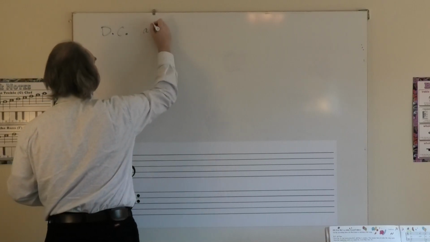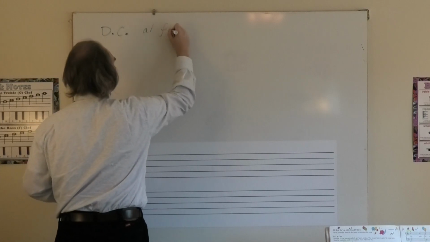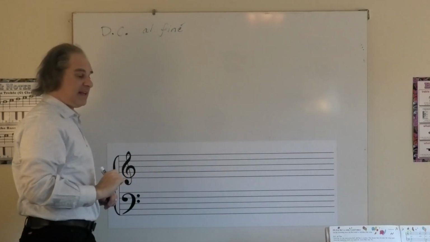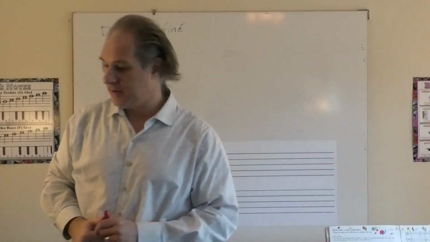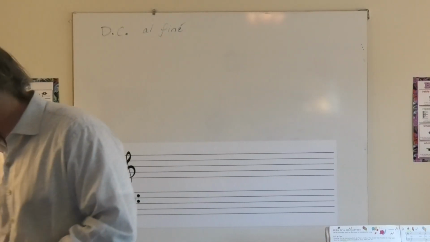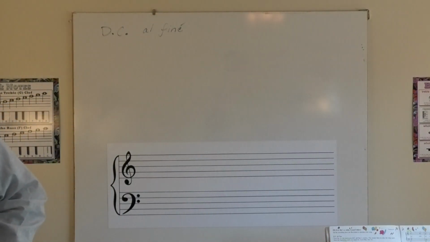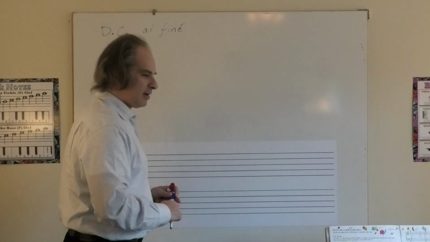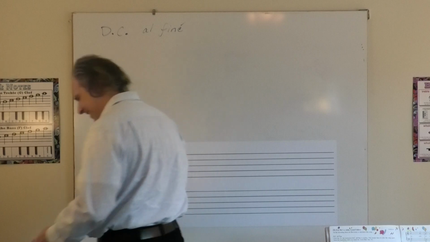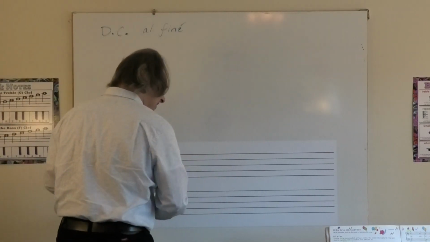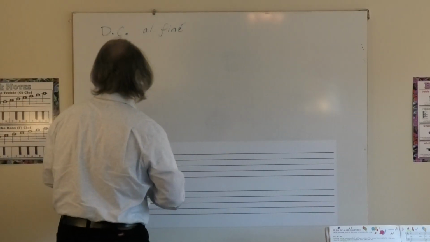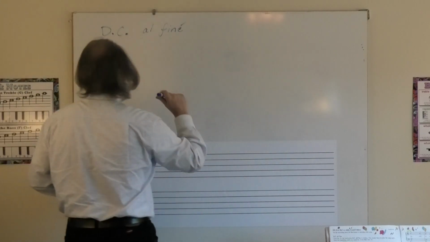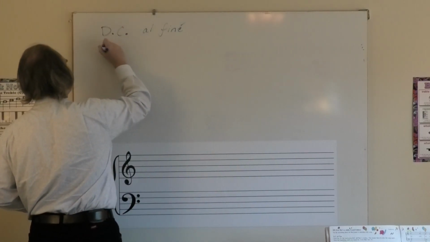DC al fine. Say DC al fine. Yeah, it's Italian, so you have to say it with a lot of gusto. Al fine. Yeah, exactly. That's right. You could go to an Italian restaurant and say, "I'd like a pizza with the DC al fine." DC al fine. That stands for da capo.